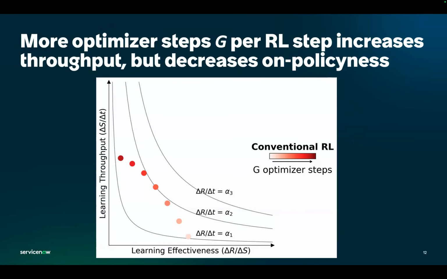So here, for very on policy, G=1, we have very low GPU utilization. So we're at the extreme where we have very good learning effectiveness. The samples are very good, they're on policy, but we're not too good in sample generation and throughput, right? As we increase G, at the other end we have good GPU utilization, but we become very off policy.